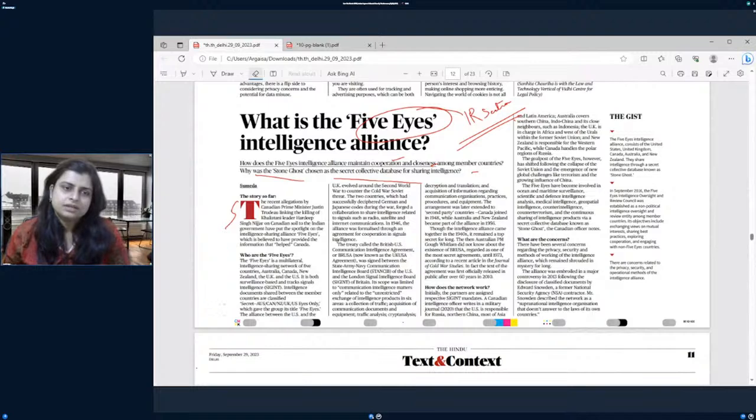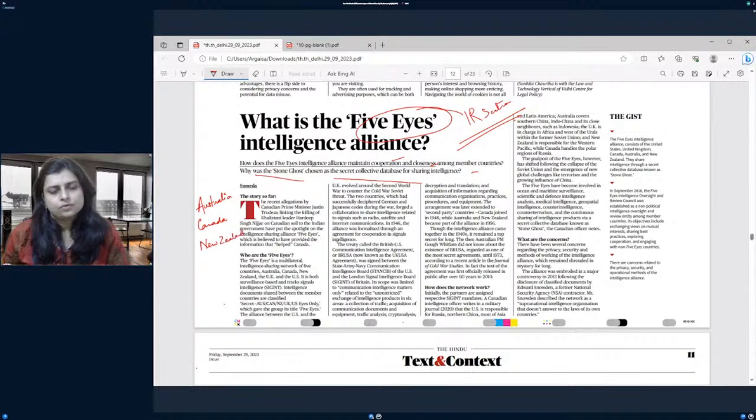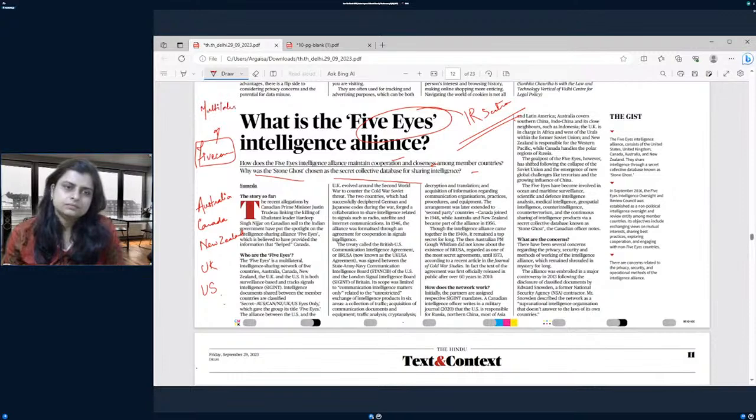And who are those five countries? The five countries are Australia. Another one is Canada. The third one is New Zealand. Fourth is the UK, and fifth is the US. So these are the five countries having a multilateral intelligence sharing model, which is known as Five Eyes.